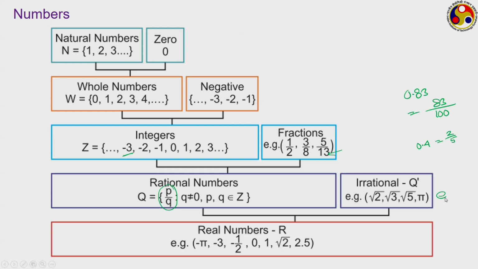They are all irrational numbers. What is pi? Can you say? I hope you remember, pi is definitely not 22 upon 7. This is not correct. Pi equal to 3.14 etc. That is also not correct. What is the definition of pi? Pi is the ratio of perimeter of a circle to its diameter.